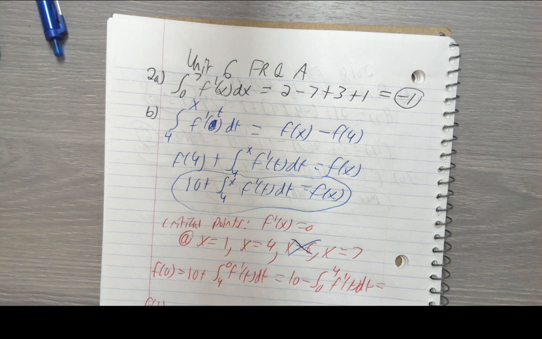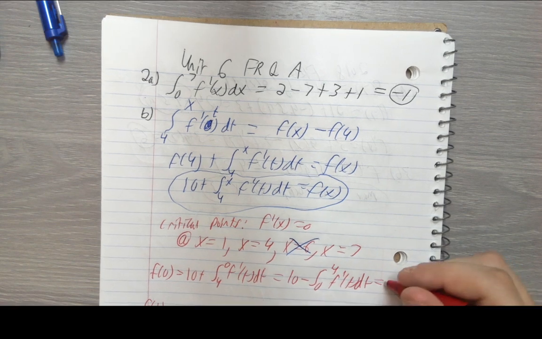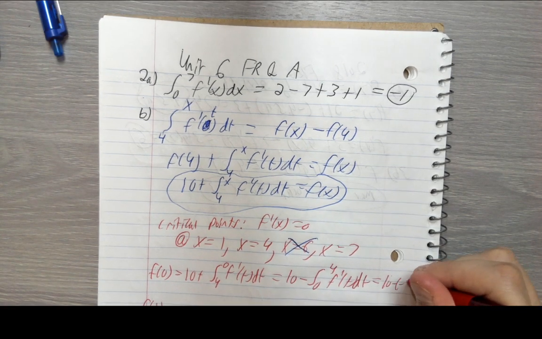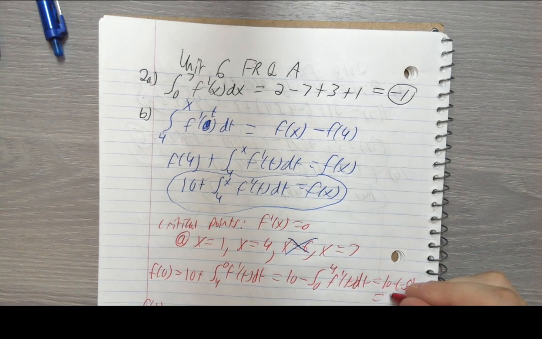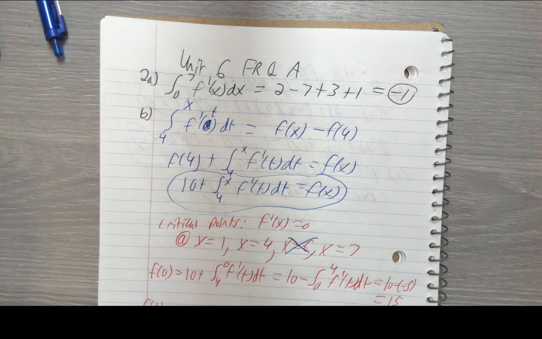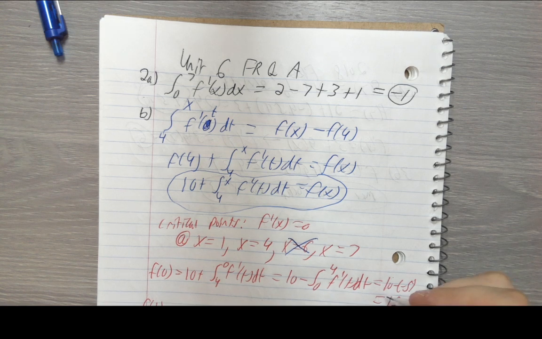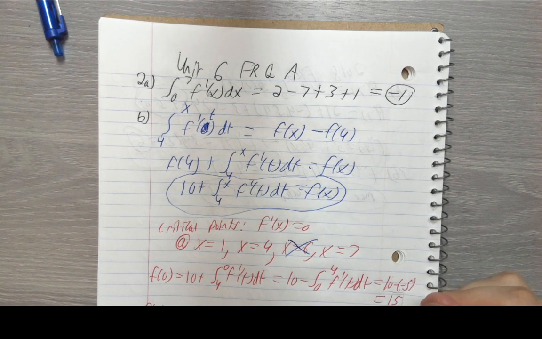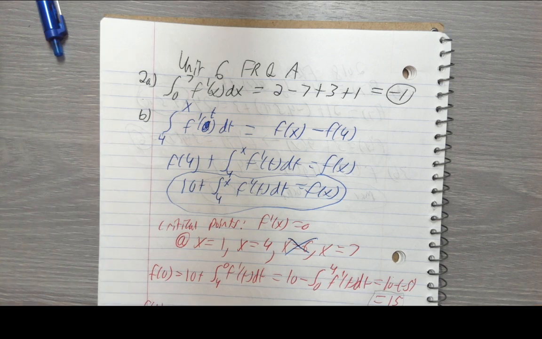So how do we find the integral of the derivative? Well, we look back at the original graph. So from 0 to 4, it looks like we have 2 minus 7, which is negative 5. 10 minus negative 5 is equal to positive 15. So I'm just going to lightly highlight that so we know that it's there.